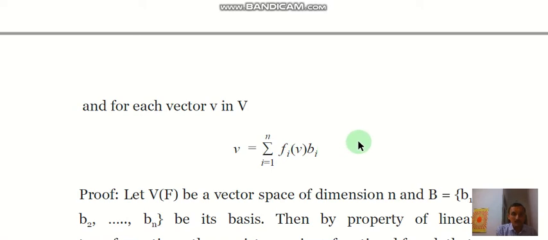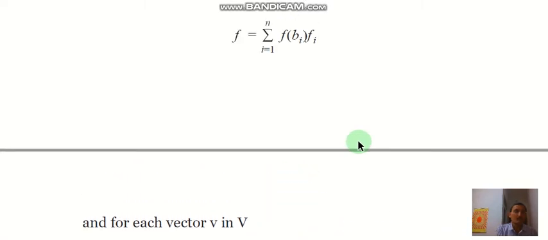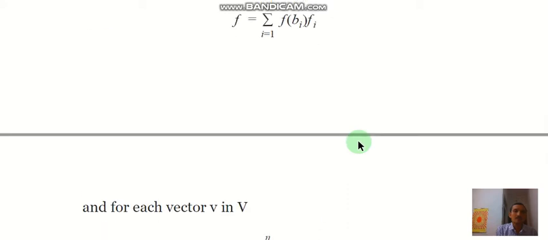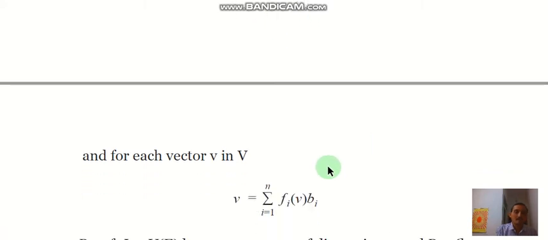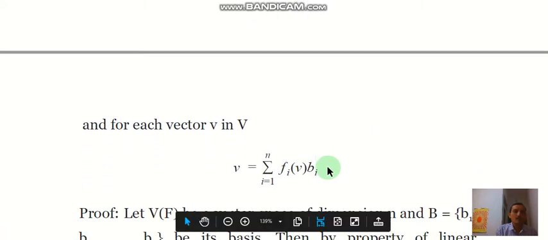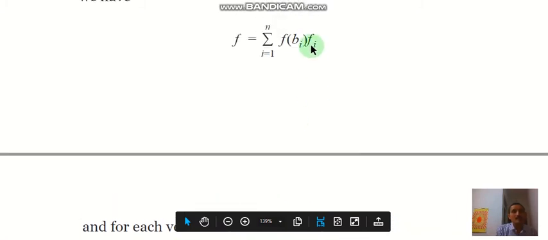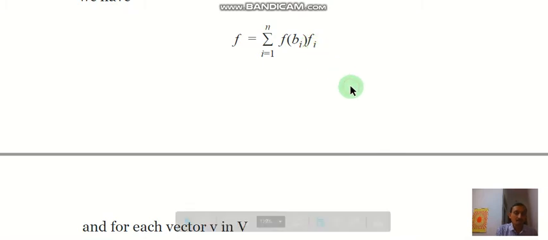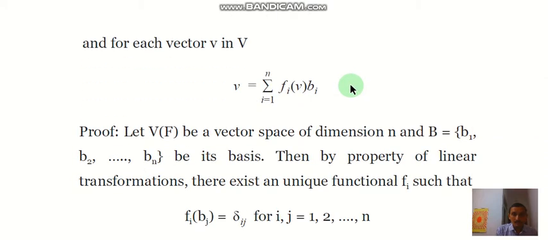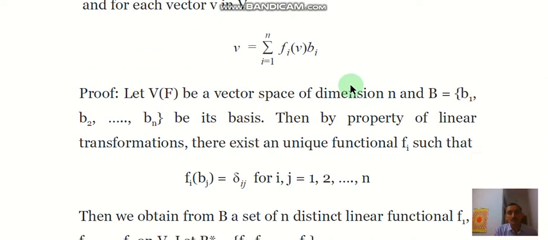So here we have the property, the beauty, of how we can find the coefficients in the linear combination expressions. We can find the coefficient for v as fi(v) and for f as f(bi). Now we see the proof of this theorem.